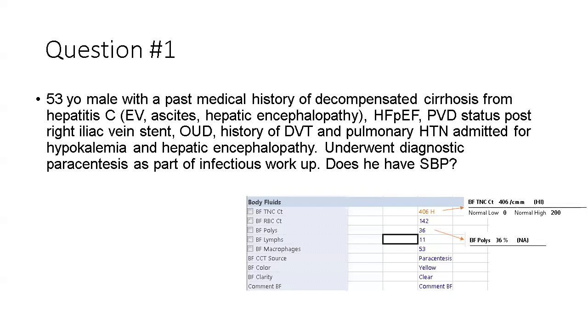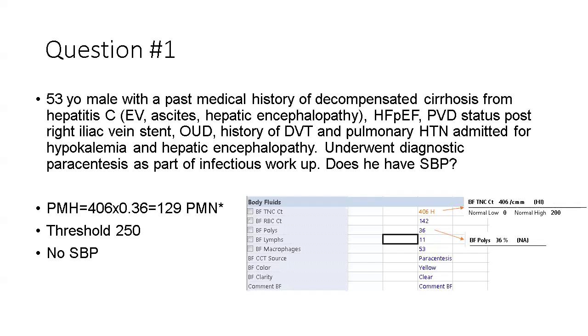This Pauli's line is tricky because now it's 36. This is an absolute number. This is a percent. And so you're going to have to do your own calculation on this. If I did my math, did I do my math wrong? 129 is what I got. So no, the patient doesn't. The threshold is 250 for SBP, and we only have 129, no SBP. So this number is deceiving. You have to look at your percent.